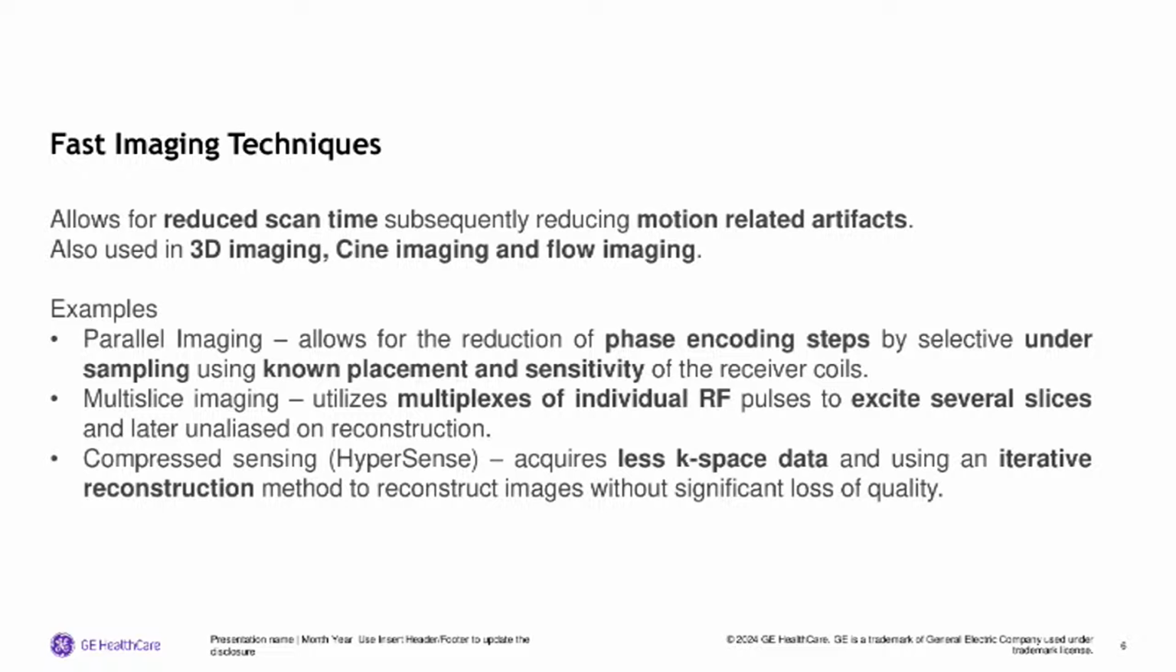Another one is compressed sensing, or HyperSense. It is a type of advanced imaging, which is a type of parallel imaging. It also relies on undersampling, but this uses an iterative reconstruction, almost similar to that used in CT scan, to reconstruct the images without any loss in image quality.